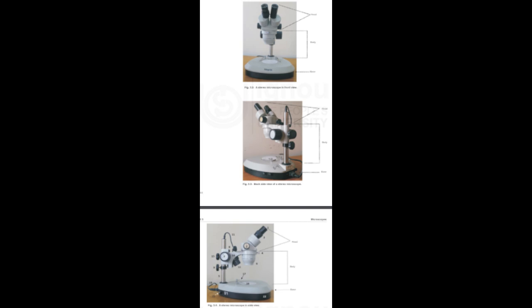Arm, 5, is a stout cylindrical structure and it supports all the components above the base. Objective lens unit, 6, extends from the head of the microscope towards the stage. Stereo microscopes often have two separate objective lenses. Each one is connected to its respective eyepiece.